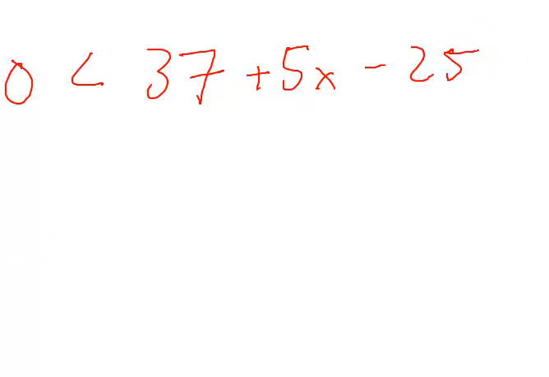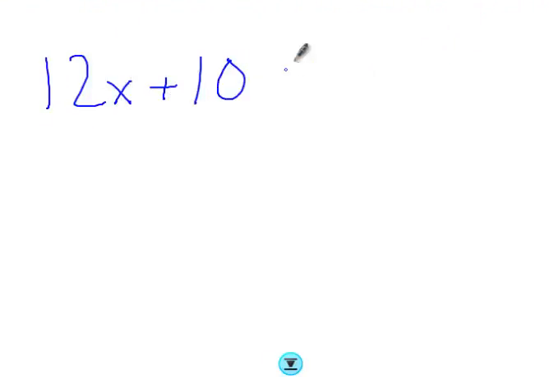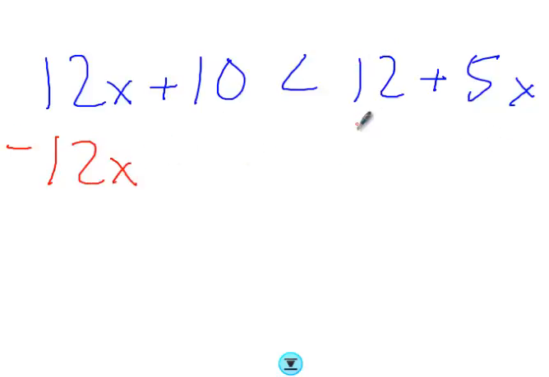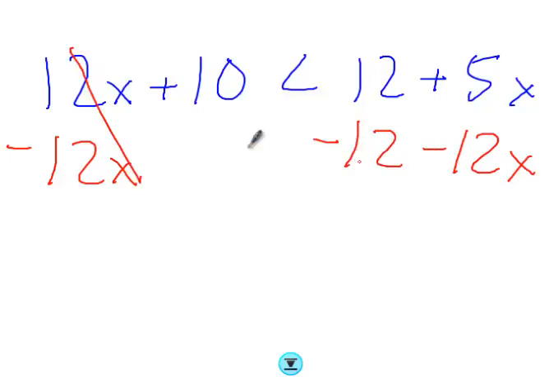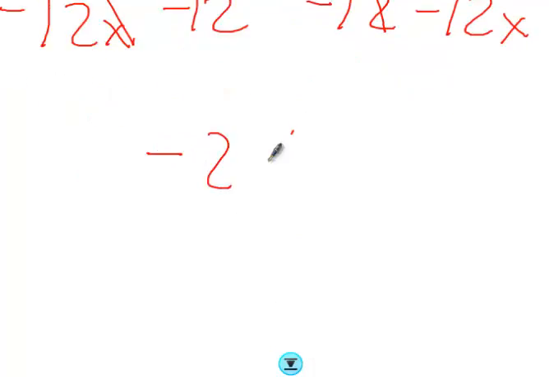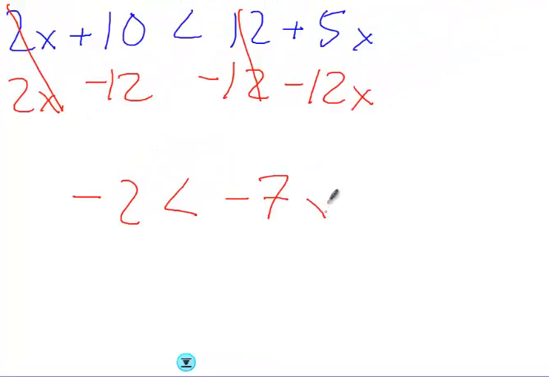Now the next step, whether solving an equation or inequality, is that you must simplify both sides. The left side, again, is simplified, but on the right side we can combine 37 minus 25 to give us 12 plus 5x. All right, what I want to do is get my x's to the left, constants to the right. I'm going to subtract 12x from both sides. I'm going to subtract 12 from both sides. And we're going to get negative 2 is less than negative 7x.